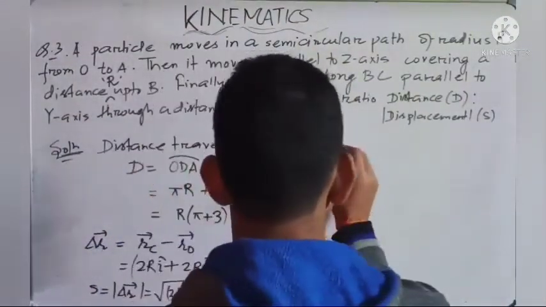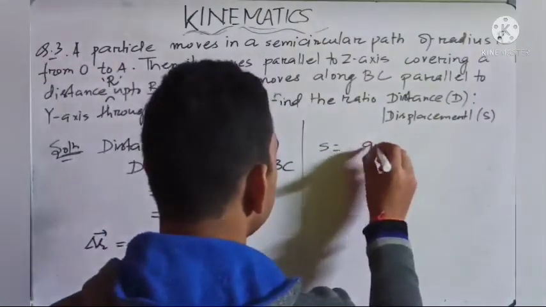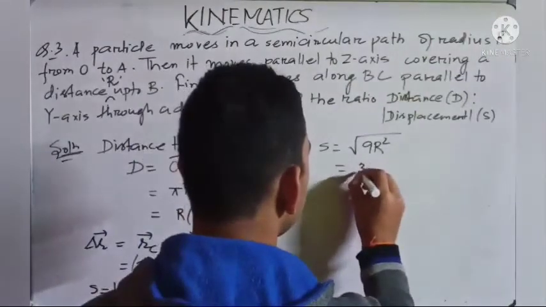Here we can write S is equal to square root of 2r squared plus r squared, that means 9r squared, and it is going to be 3r.